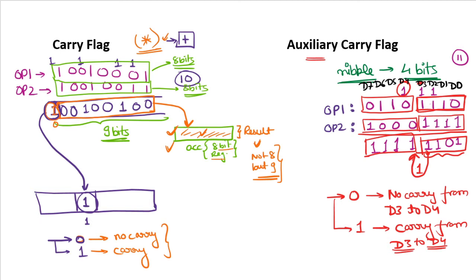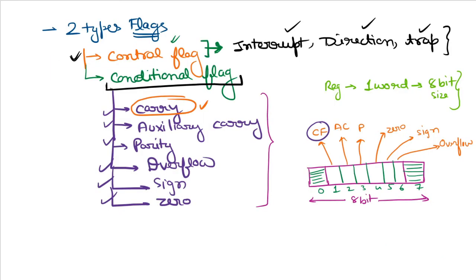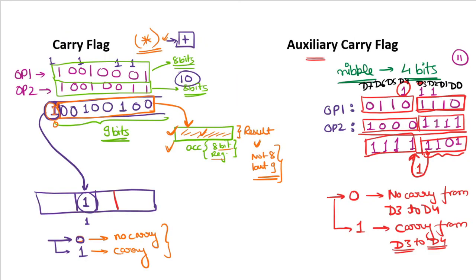And carry flag was assigned to which index? Yes, index 2 was representing auxiliary carry. So this value goes here. Okay, so this is auxiliary carry.